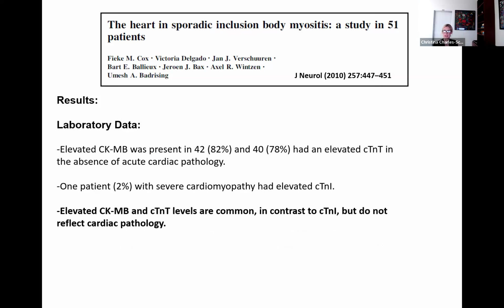Okay, what about the laboratory data? Well, as I alluded to, the CKMB present in elevated levels, 82% of people, right? 78% had an elevated troponin T, again, without any cardiac pathology. So that's most likely coming from those regenerating skeletal muscle fibers. 1 patient who had severe cardiomyopathy had that elevated troponin I, which is the specific one, right? So the CKMB, the troponin T, those are common if you have myositis, in contrast to the troponin I, which is specific. So those, again, somebody tries to scare you with those, don't listen to them. It's troponin I that you want.